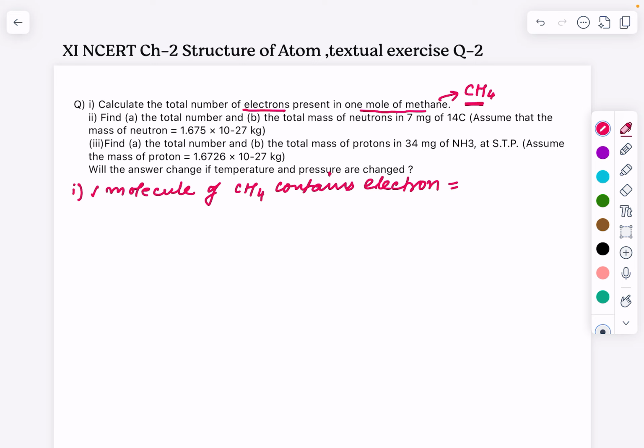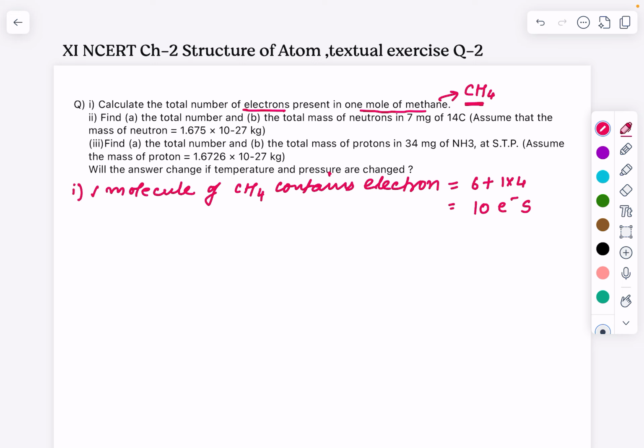So here carbon has got atomic number 6, so it will have 6 electrons. Plus hydrogen's atomic number is 1, but it has got 4 atoms here, so it is 1 into 4. So you are having 10 overall electrons present in 1 molecule of methane. So the number of electrons is known. Now you need to find out the number of electrons in 1 mole of methane.